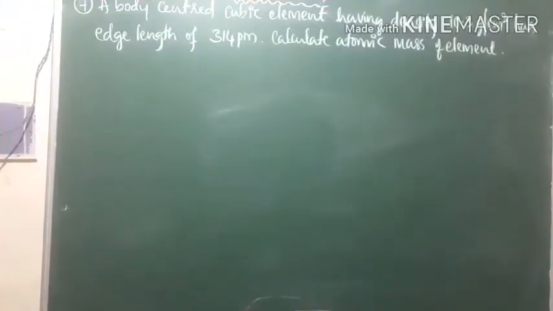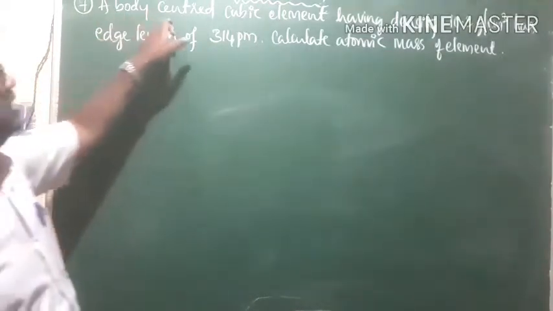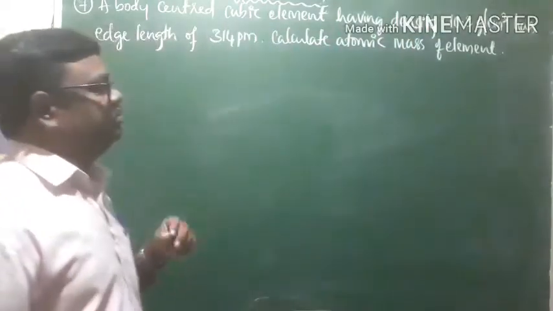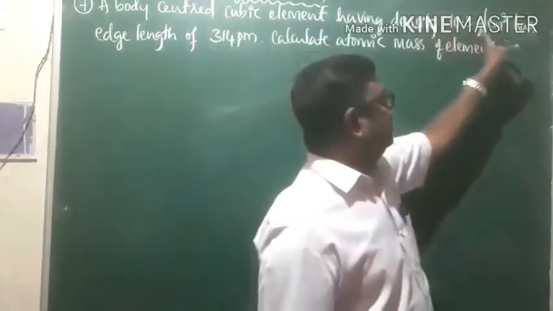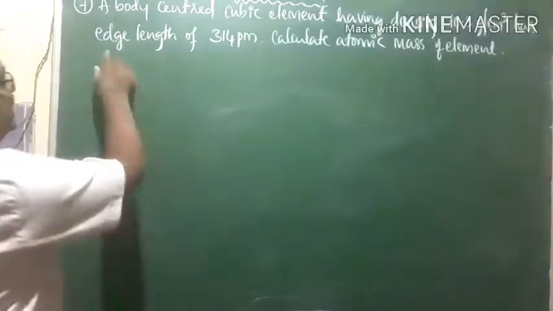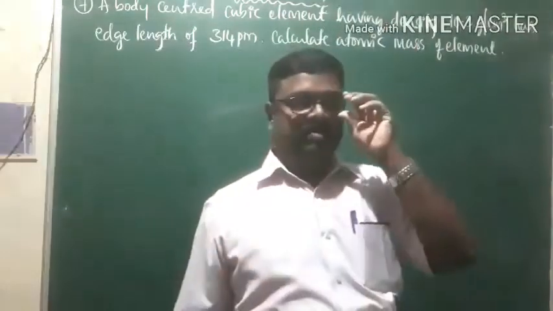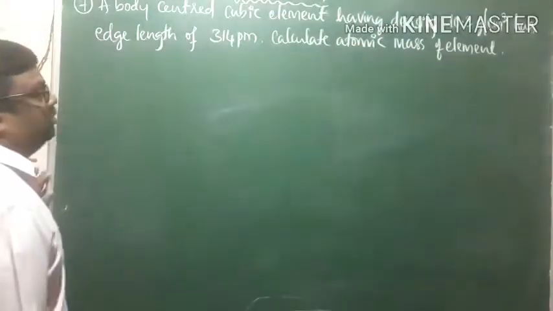Look at this, problem number 7. A body centered cubic element having density 10.3 gram per cm cube has the edge length of 314 pm. Calculate the atomic mass of that element. That is the next problem.